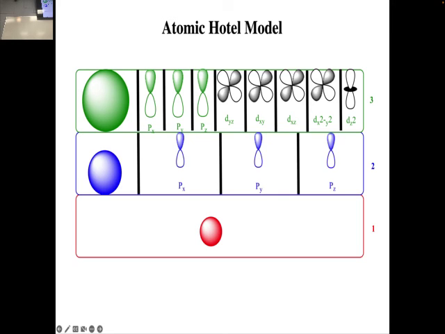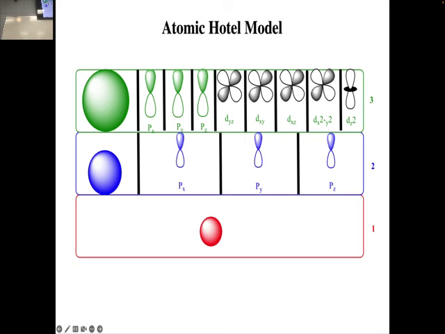On floor 2, where carbon lives, the only rooms we have are this other round room and 3 dumbbell-shaped rooms, right? And so 2, 4, 6, 8. That's where we get the octet rule. If all of these are filled up, you're neon.